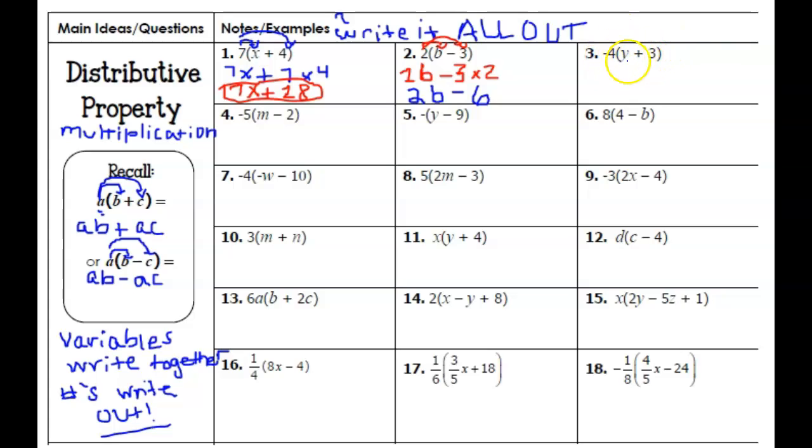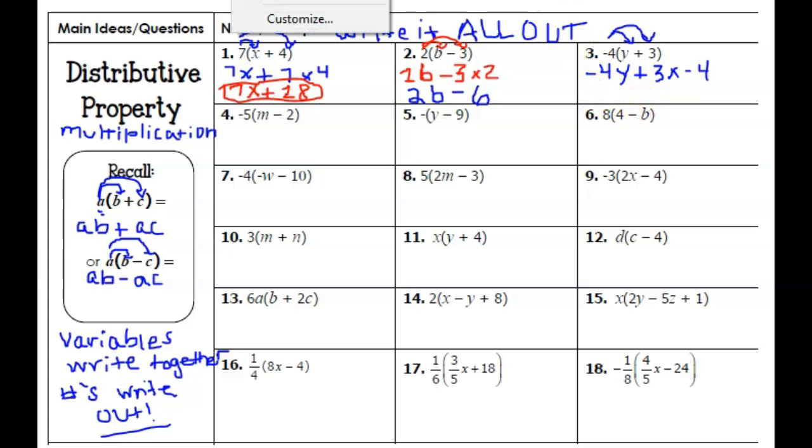Now, I see it together, negative 4 times y plus 3, all right? So I am going to go ahead and, again, distribute. If a variable's involved, I write them together. I do not forget the negative in front. So this is a negative 4y. I just put them together. Now, negative 4 times 3. Well, I'm going to write it out. So I got a plus 3 times negative 4. All right. So write out the numbers, put the variables together.